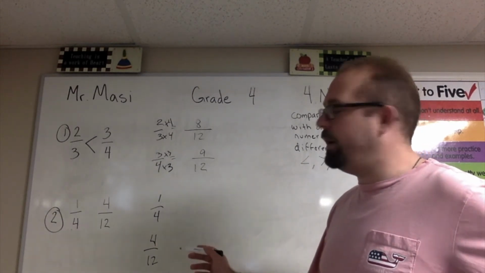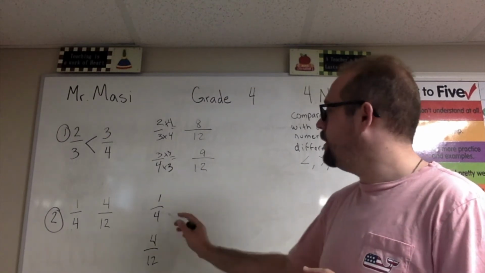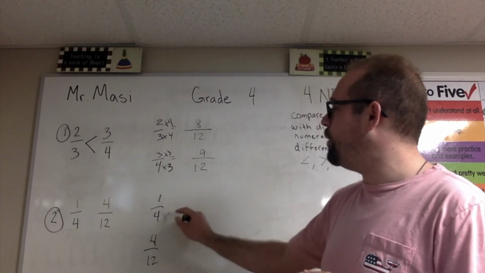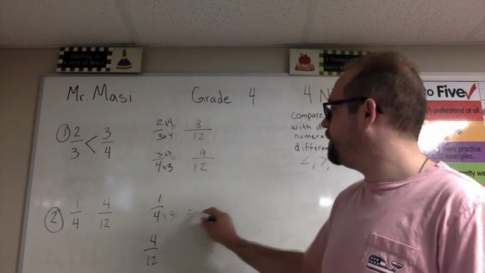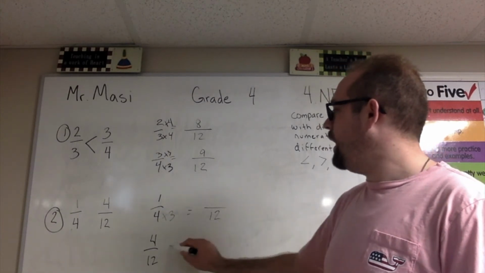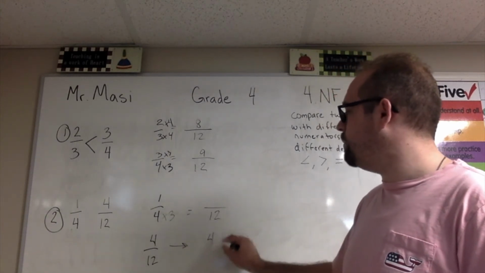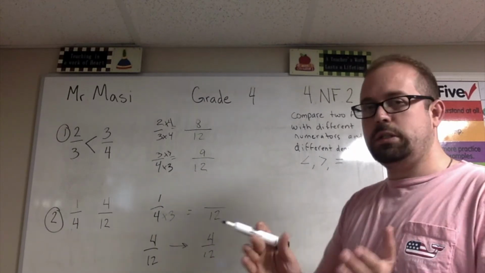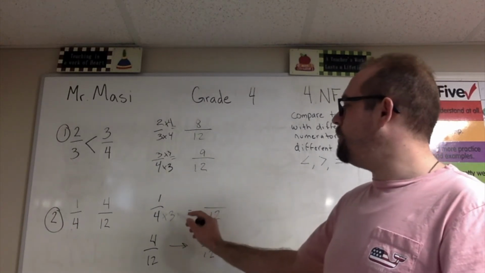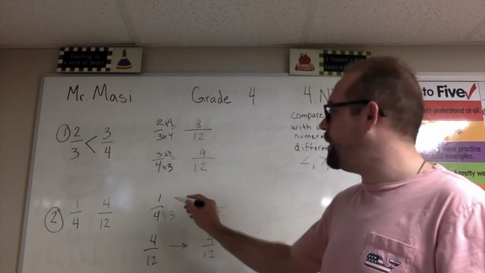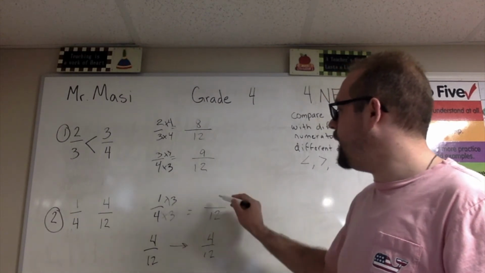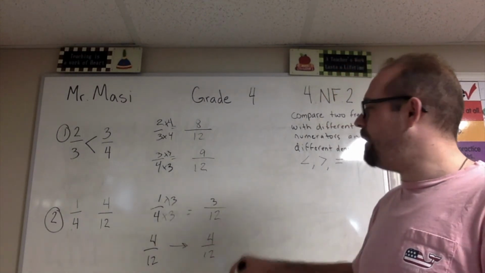But if I know my multiplication, as I do, I can multiply 4 times 3 to get me to 12, and then I don't have to do anything to this bottom fraction. I just slide it over. 4 times 3 is 12. Whatever I do at the bottom, I must do to the top. So 3 times 1 is 3. Now I have my fractions.